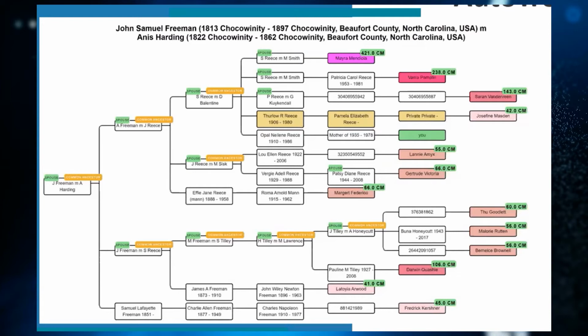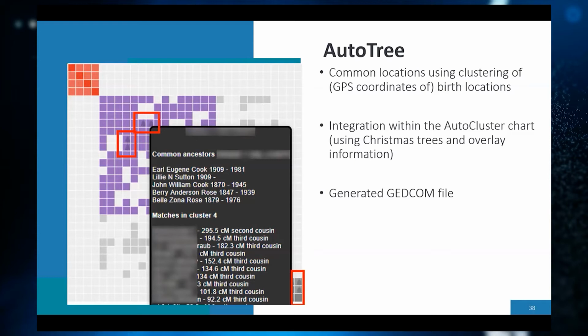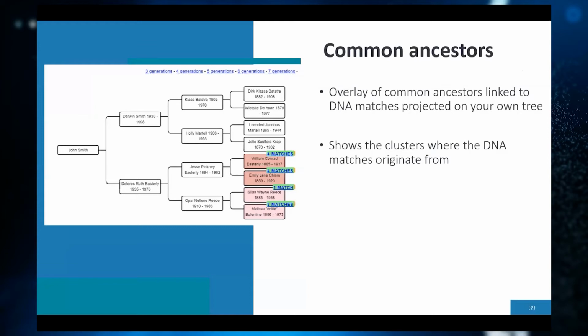So this tree is a hypothesis. Very good. It could be. And we're coming into that in a couple of slides, but you're right on track. For adoptees, those trees are also excellent because they will really guide you in the right direction. If you do have a tree linked to your account, it will also tell you which matches are linked to your common ancestors.